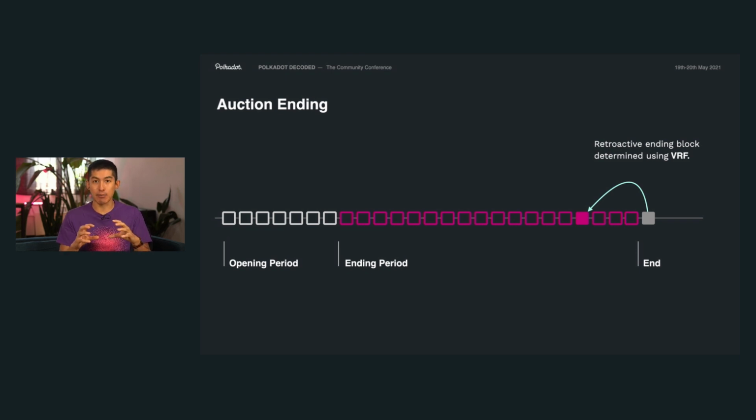We keep that snapshot all the way till the very end. And then after the entire ending period is over, we retroactively generate some randomness using a verifiable random function to then select which of the snapshots was actually the end time of the auction, and of course who the winners are. That means that even though during the auction process there may have been better bids than the selected snapshot, that snapshot which we randomly selected will be what we use to select who the actual winners of the auction are.